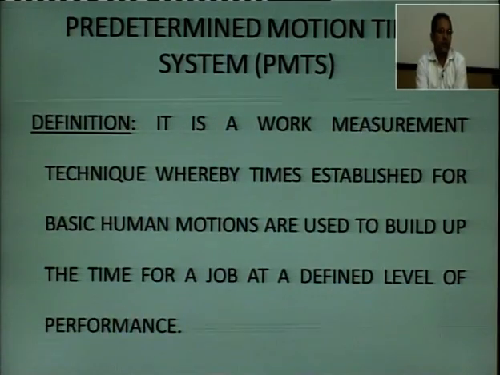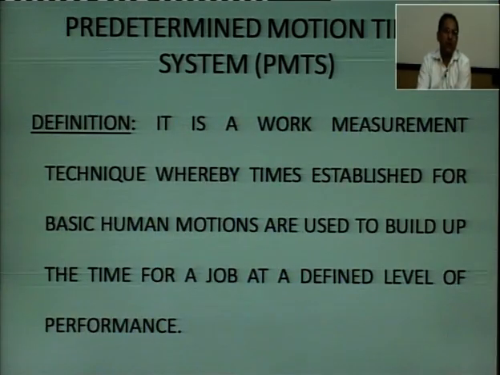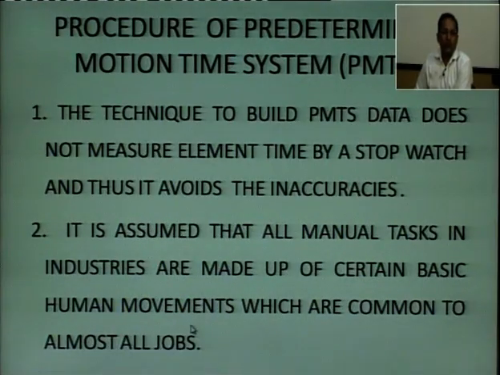The next method of work measurement is the predetermined motion time system, that is PMTS. Definition: it is a work measurement technique whereby times established for basic human motions are used to build up the time for a job at a defined level of performance.